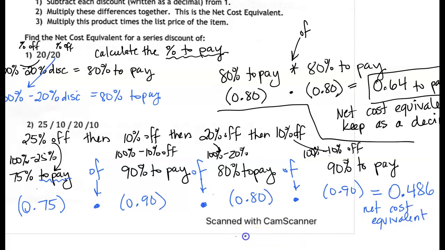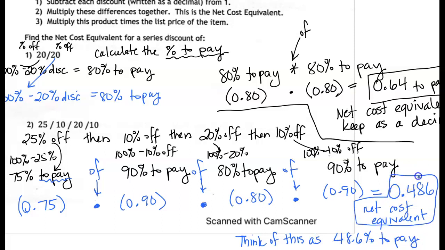And remember, you can think of this as 48.6% to pay of the original. So if you were able to get all of these discounts on an item you were purchasing, you're really only paying about 48% of the original cost.